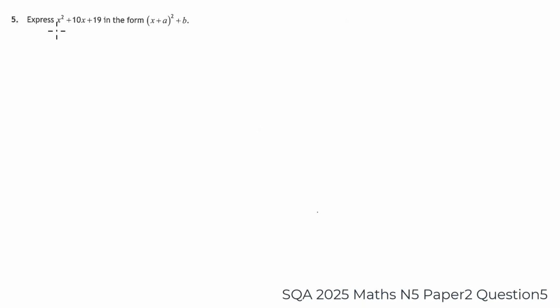We're asked to express this quadratic, x squared plus 10x plus 19, in this form. Now, what this form is telling us is that we need a couple of brackets multiplied together that are identical, and then another number, which may well be negative. Add a number or subtract a number at the end. So we'll attempt to do this.